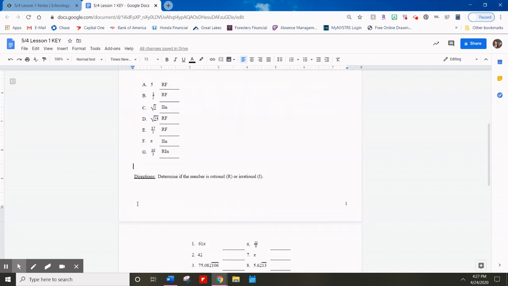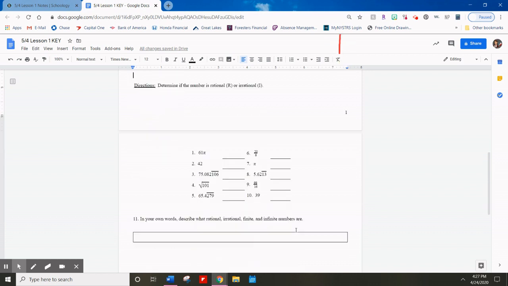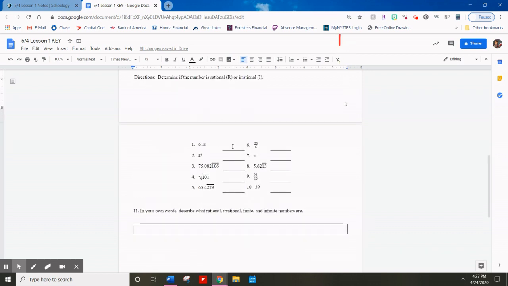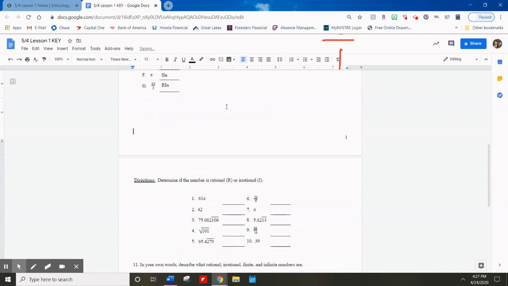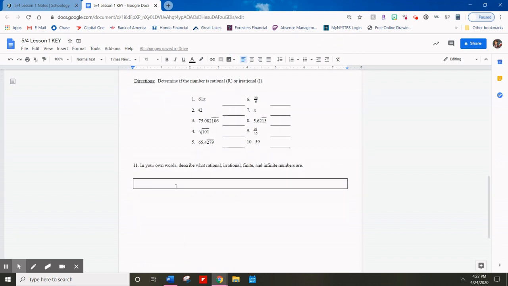Okay, so the next part, it says determine if the number is rational or irrational. So taking a look, we've got a lot of different examples. And because I've been typing, my page has jumped down, so it's kind of strange. So I'm just going to enter down so it's all on one page. What I want you to do is going to be independent. Again, we're going to pause the video, and then you are going to, actually, you know what? I'll do the first one with you.